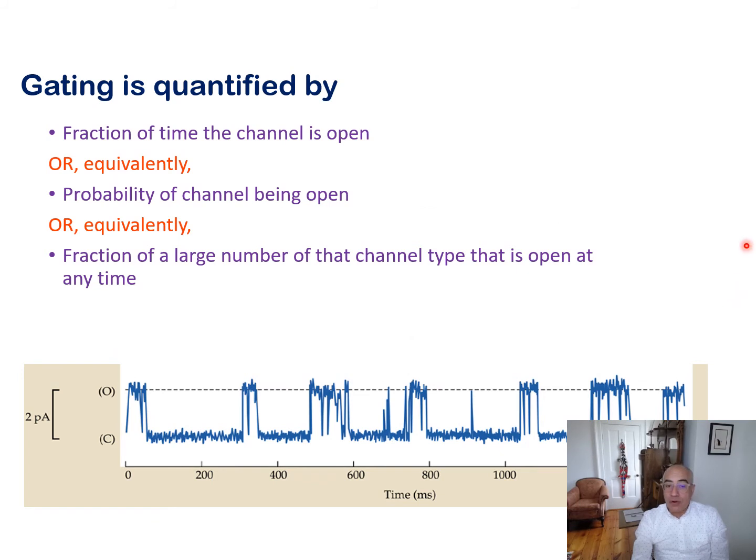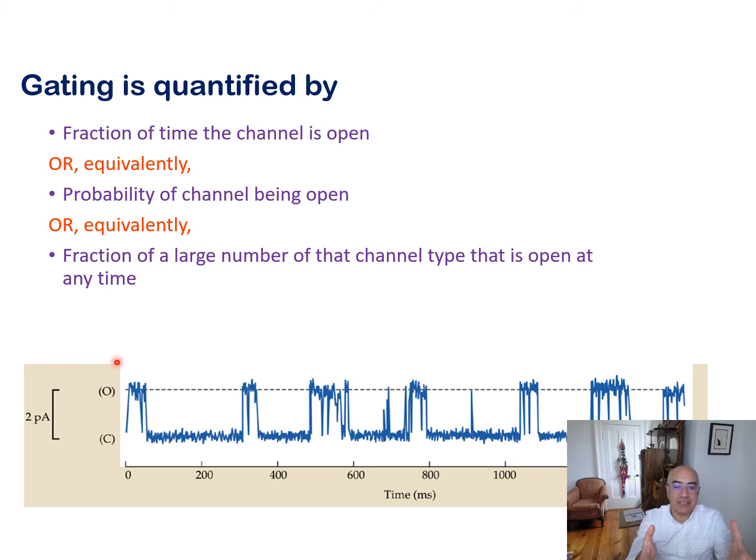Gating, therefore, because this movement is random, is quantified by the amount of time that the channel remains in the open state. So if you record the activity of the channel for a long period of time, there's a fraction of that time that the channel remains open, and that fraction in proportion to the total time is the gating probability of the channel. So the fraction of the time that the channel is open is the same as the probability of the channel that is open, or alternatively, you can take a lot of these channels.